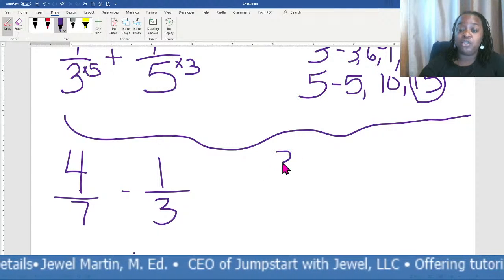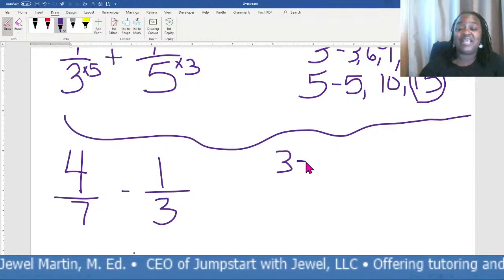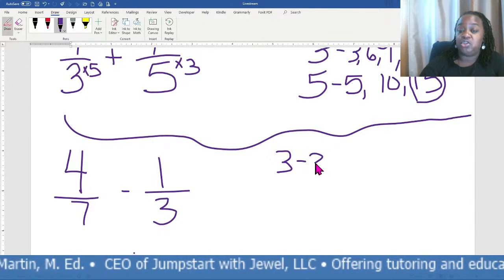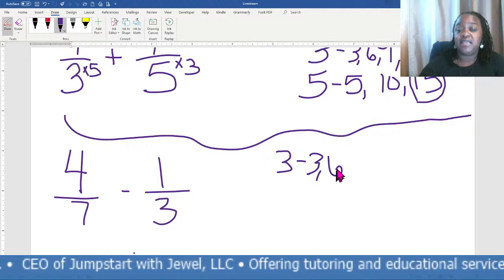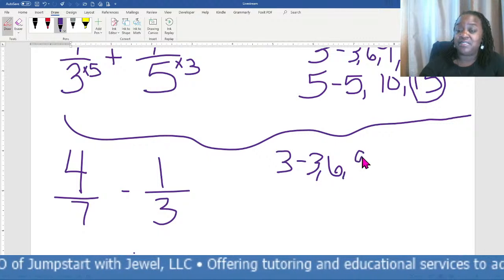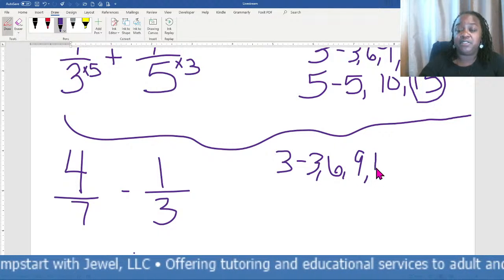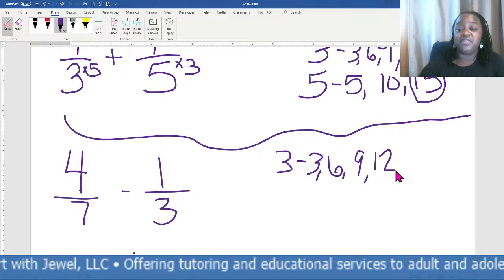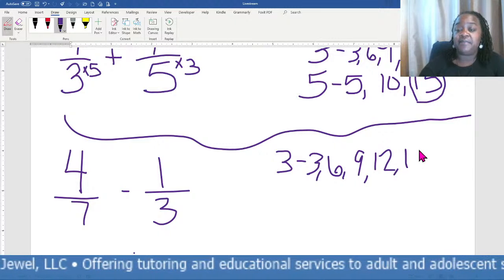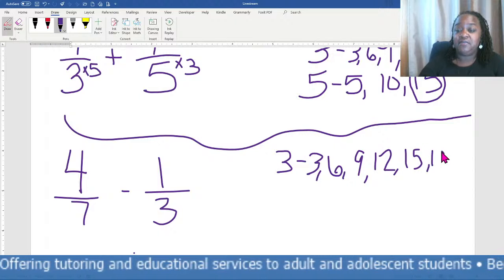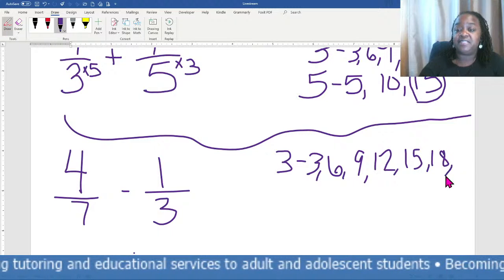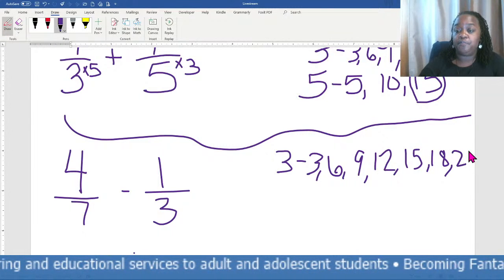So what are the multiples of 3? Remember, it's like skip counting by 3, or it's just knowing your facts. 3 times 1 is 3. 3 times 2 is 6. 3 times 3 is 9. 3 times 4 is 12. 3 times 5 is 15. 3 times 6 is 18. 3 times 7 is 21.